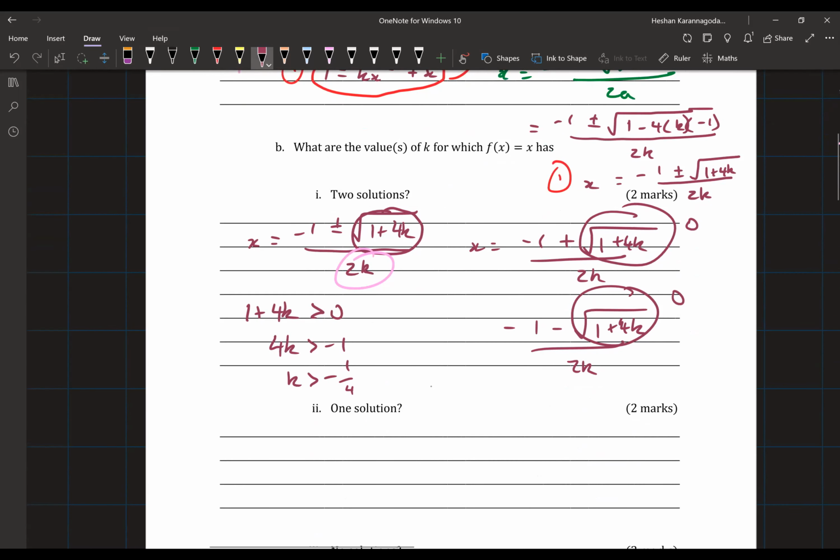So what we'll do is we'll just say, therefore, and I'll just write, k can't equal 0. So therefore, k is an element of -1/4 to infinity, and then we just exclude 0. So that's how we write the interval notation for this question.